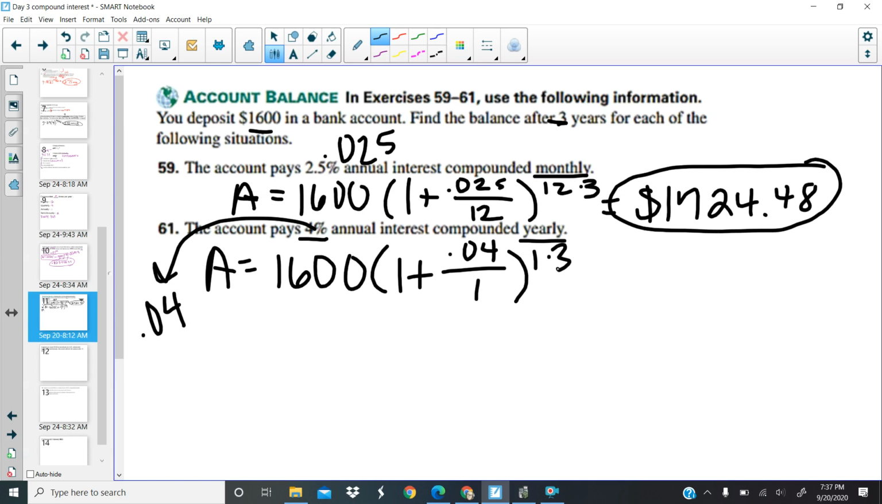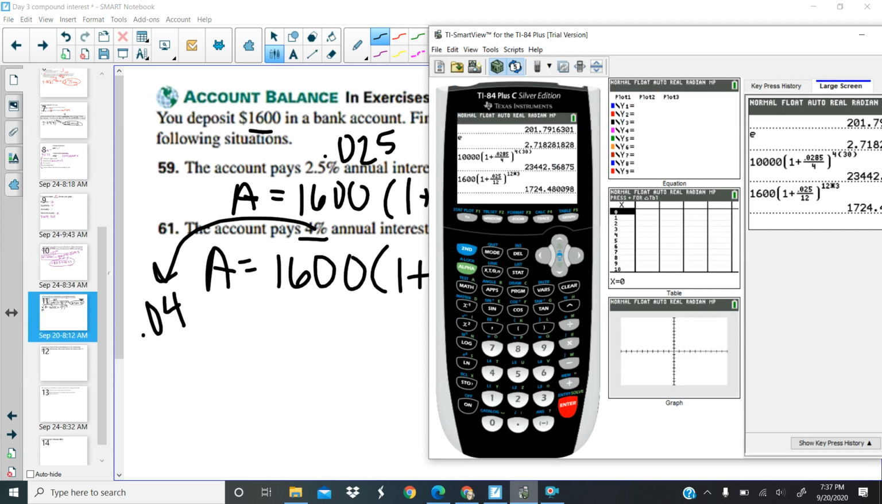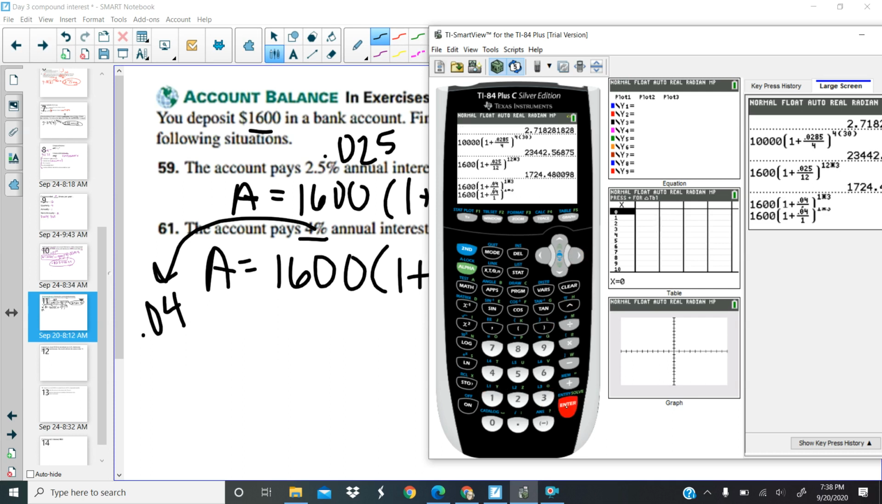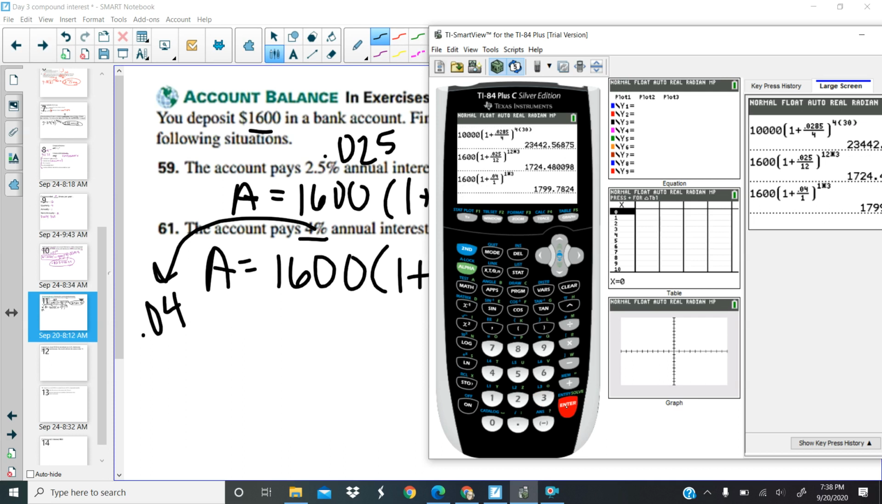So then you're going to type that into the calculator. So you would have 1,600 again times 1 plus, and then get your fraction in there. And the numerator was 0.04 for 4%. The denominator was just a 1 because it was only compounded 1 time per year. And then raised to the 1 times 3 power. And that gets you $1,799.78.